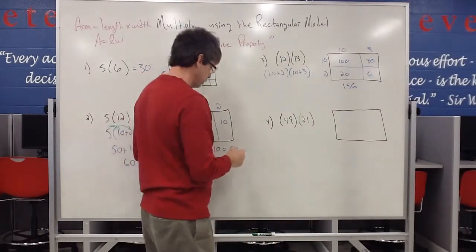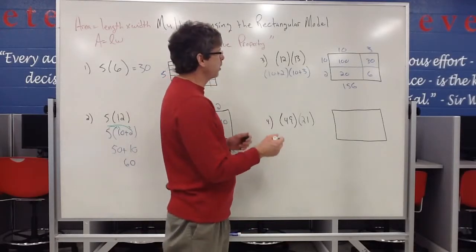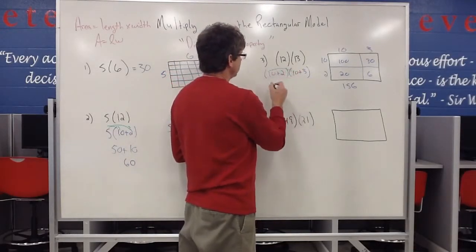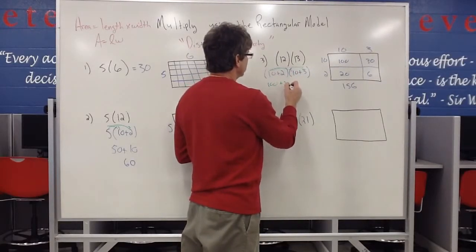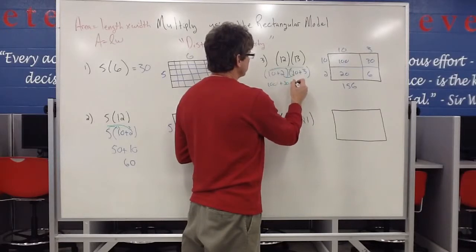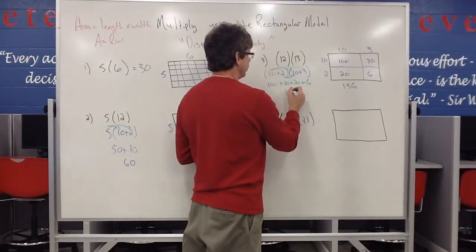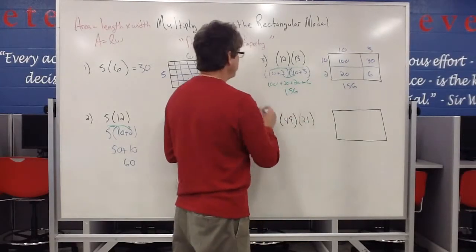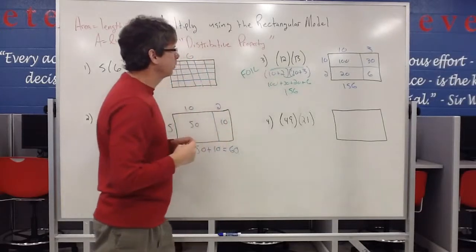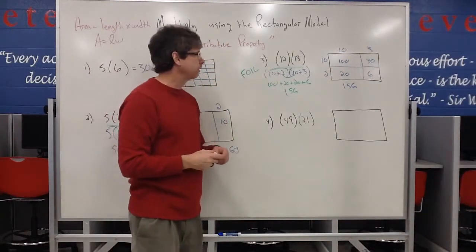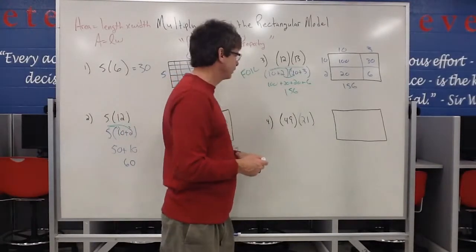So if you can kind of see here, you're actually doing the distributive property twice. 10 times 10 is 100. 10 times 3 is 30. 2 times 10 is 20. 2 times 3 is 6. And there's your 156. Now, some people call this FOIL when you do that kind of problem. First, outer, inner, last. So it's the FOIL method, or more commonly known as the distributive property.